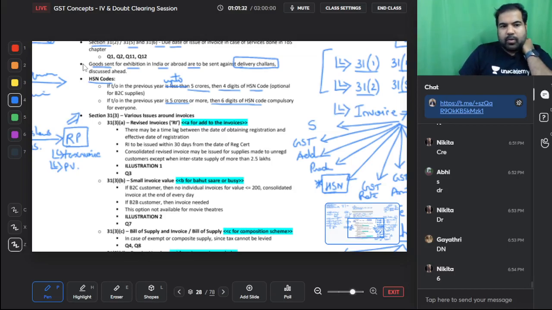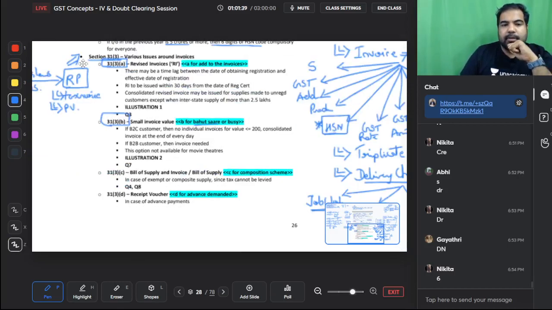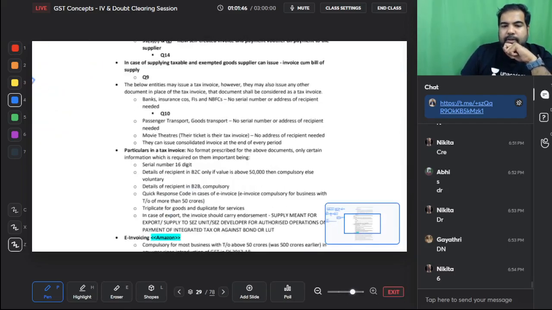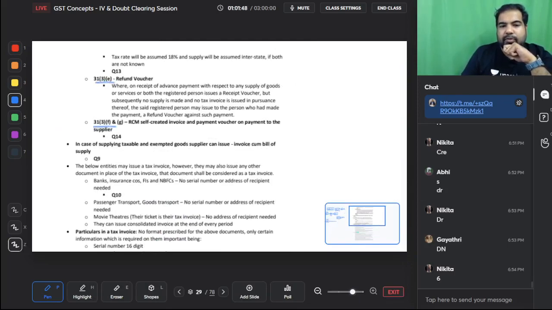Alright, guys, 31.3. A is additional invoice, revised invoices. B is busy, बहुत सारे in Hindi. C is composition scheme. D is demand, advance is demanded, E is refund, and F is full work is to be done by the recipient.